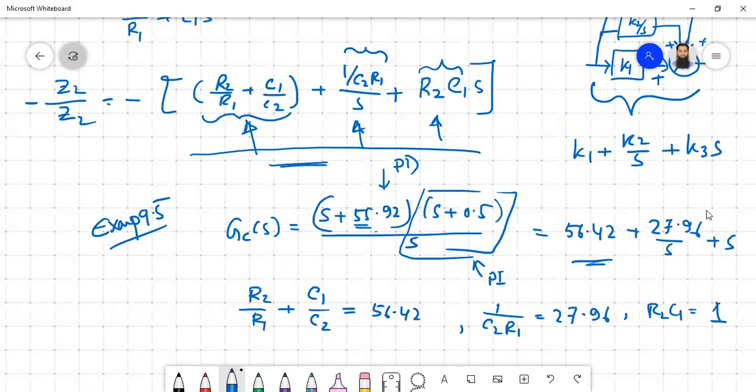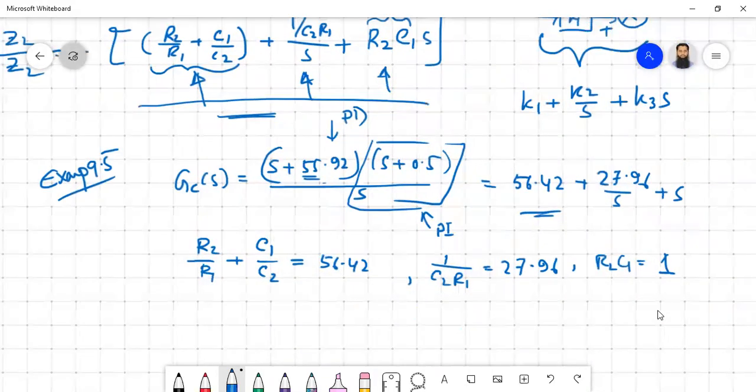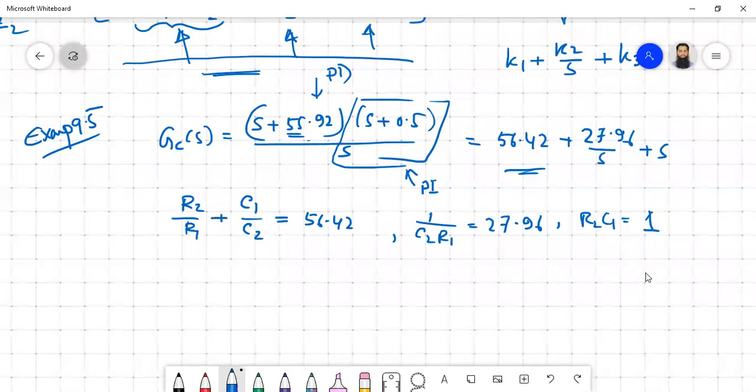Okay, so 3 equations, 4 unknowns. So how can we solve that? You have to assume one particular value, then you have to go for calculation of the rest of it. So we can start from here. Say C1 is, okay, you can choose any particular value of C1. The book actually started from here, but it doesn't make any difference. You can start from anywhere.